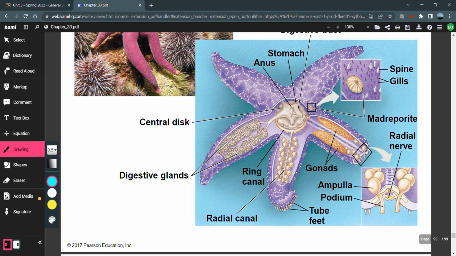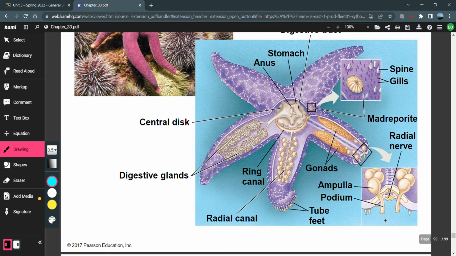And these radial canals push water into the ampulla. The ampulla then propels water out to the podium, which kind of projects, it kind of gives the starfish a little boost, like a water jet, which allows the starfish to move because it's pushing water against the surface. And the tube foot also secretes adhesive and de-adhesive chemicals.